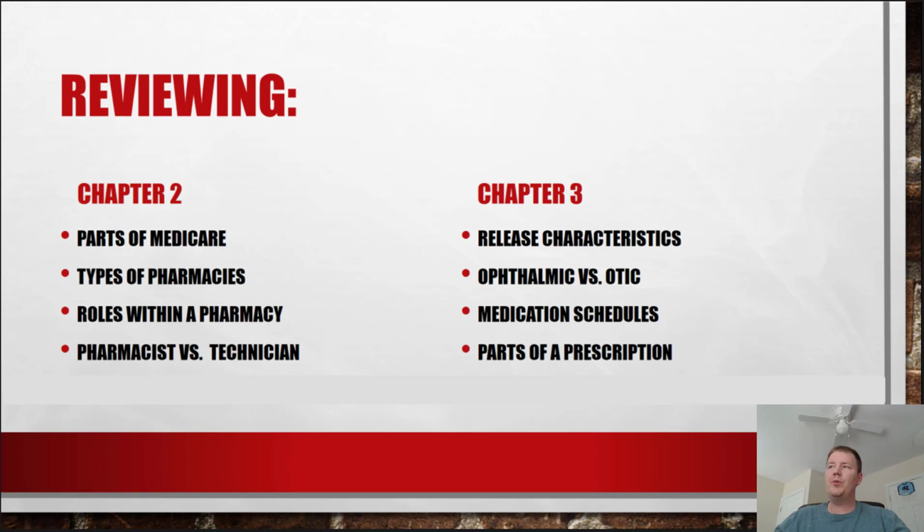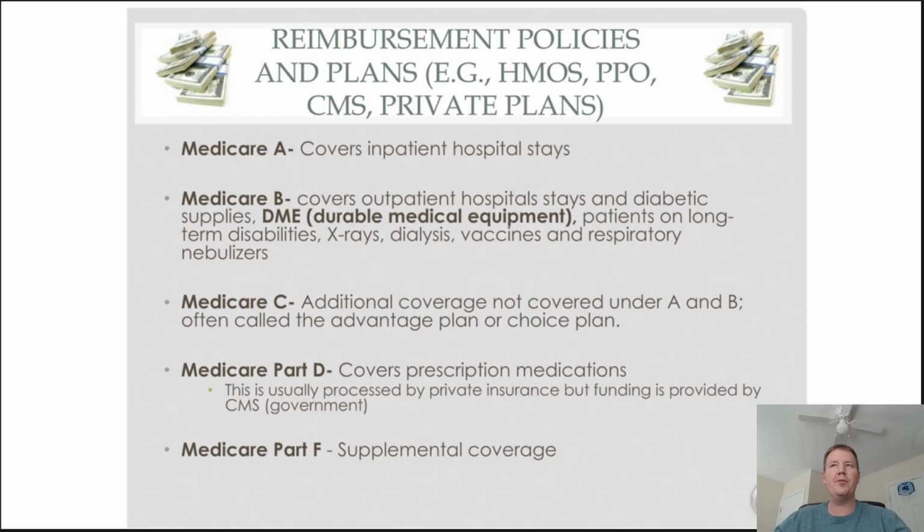Within Chapter 3, we're going to be talking about different release characteristics, ophthalmic versus otic, medication schedules, and a little bit more information regarding the different parts of a prescription. That's the order that we're going in, so if there's something that you need more information on specifically, you can just fast forward, keeping those things in mind. So first, we're going to cover the parts of Medicare. This is the slide that you had in Chapter 2.